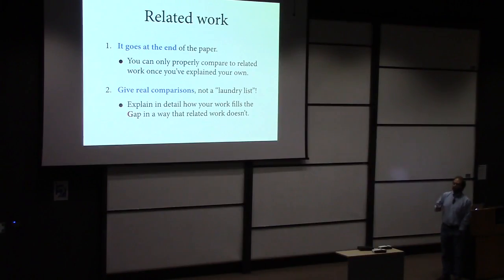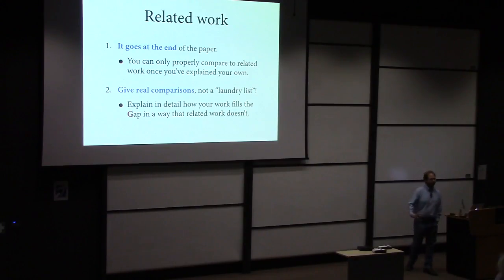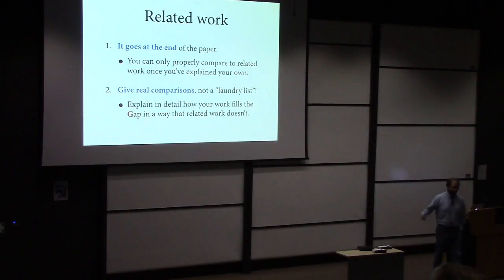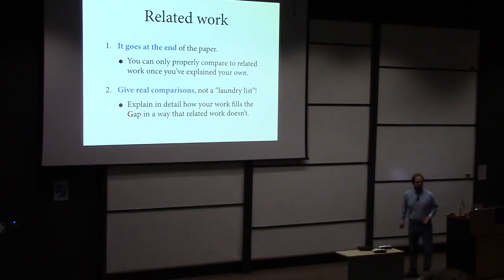My basic comments are, one, it should go at the end of the paper. A lot of people put their related work at the beginning of the paper after the intro. This is just getting in the way of the key idea section. The reader at that point is not really ready to understand how your work relates to the related work, because in order to understand that, they have to understand what you did. So it really just belongs at the end of the paper. At that point, you've explained all your technical details, and you can do a proper comparison.